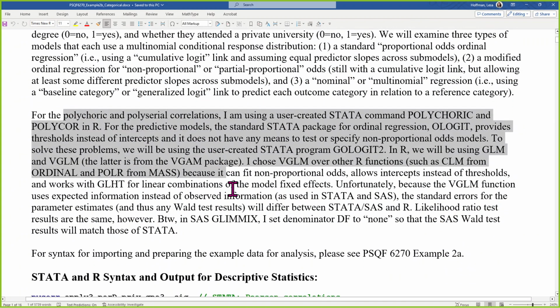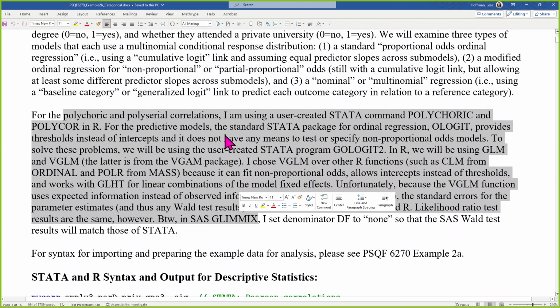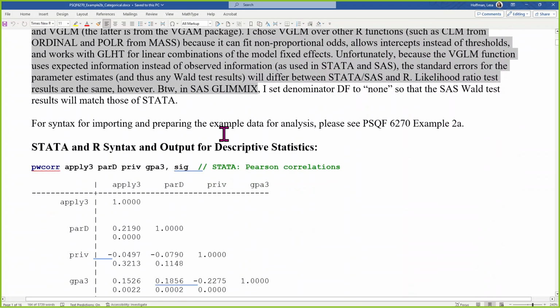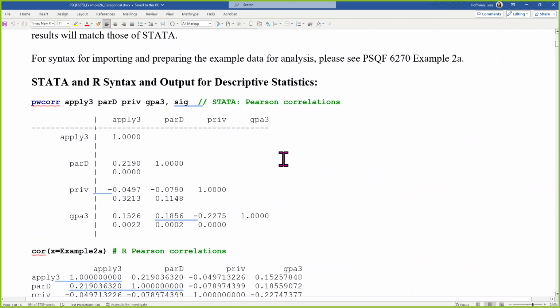I have some description about why I chose certain packages over others for anyone who cares, but let's start with descriptive statistics. So apply 3 is my variable, and I'm asking for Pearson correlations for that.